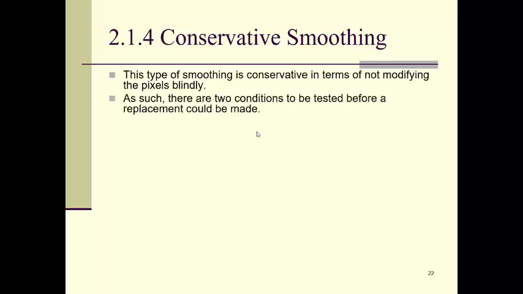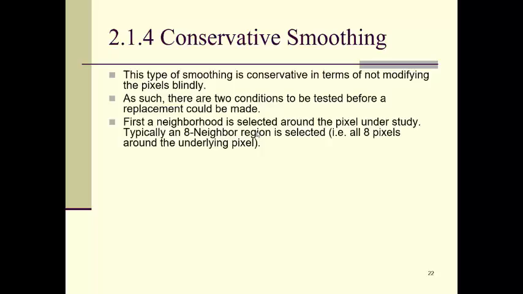There are two conditions to be tested before a replacement could be made. In this case, I don't have a kernel, I have an algorithm, like the median filter. First, a neighborhood is selected around the pixel under study. If I consider, for example, a 3 by 3 part, then for the center pixel I will have a neighborhood of 8 pixels. For these 8 pixels, I will determine the maximum and the minimum, without including the pixel itself.